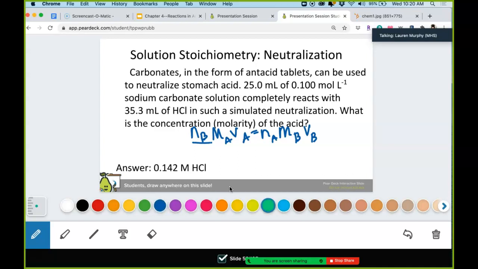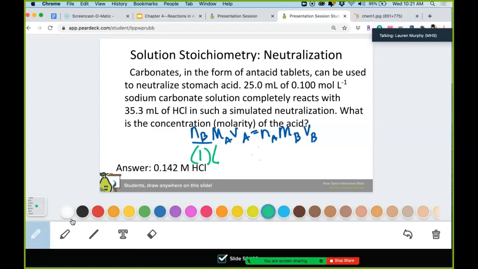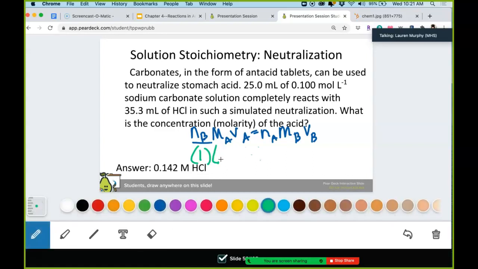What's my coefficient for my reaction? It's a 1. There's a 1 in front of sodium carbonate. What's the molarity of the base? It's 0.1. What's the, I'm sorry, whoa. Back me up. What is the molarity of the acid? See, I already tripped myself up. I don't know. That's what you're trying to find.